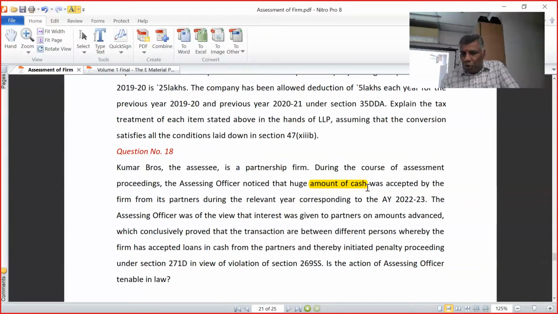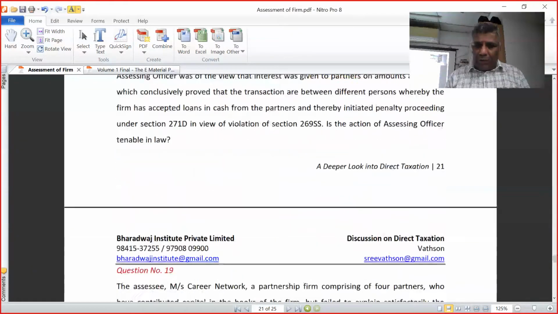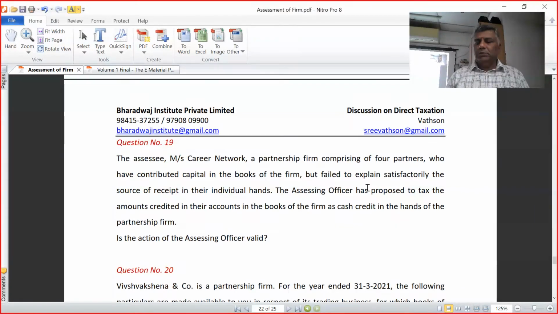So Muthoot Financiers is the case. I will discuss it in 269SS and 271D. Yeah. Okay, but there is an alternative side to it. That's what I'm coming to. Again, I'm consolidating all the firms. Sometimes the case laws will come to you later, but the consolidation of firm related aspects.